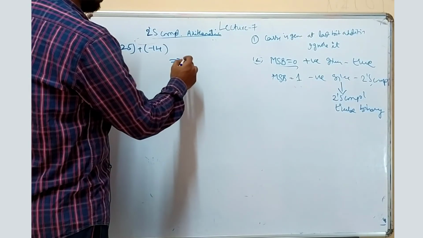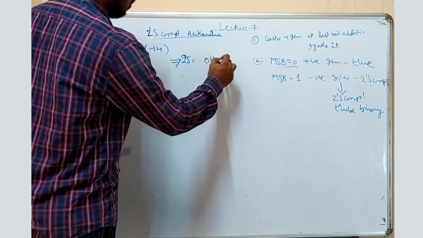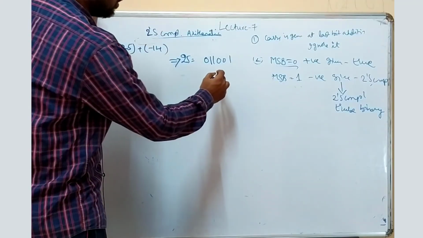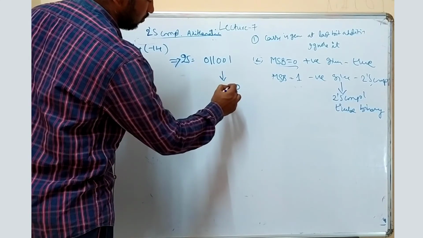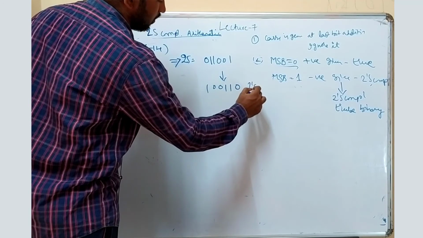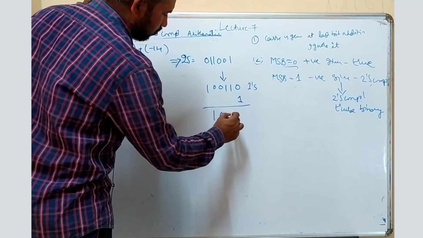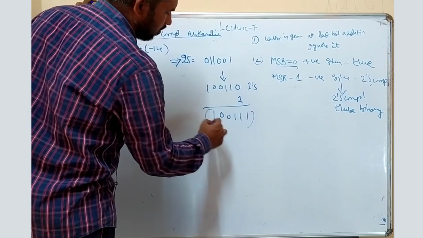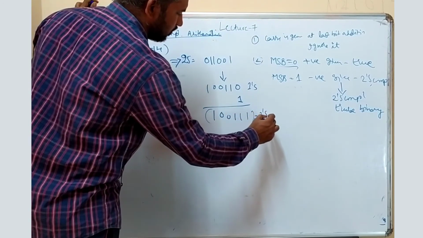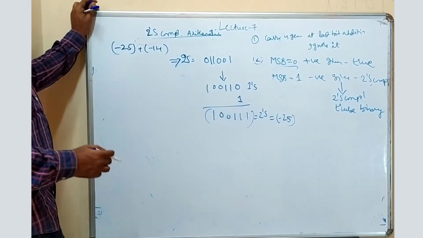Let me take 25. 25 will be 0, 1, 1, 0, 0, 1. First find the 1's complement, that will be 1, 0, 0, 1, 1, 0. Now this is the 1's complement of the given number. Now add 1, that gives 1, 0, 0, 1, 1, 1. This will be the 2's complement, or you can say it is equivalent to minus 25 in the 2's complement form.